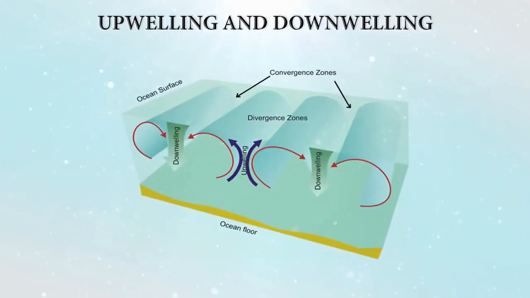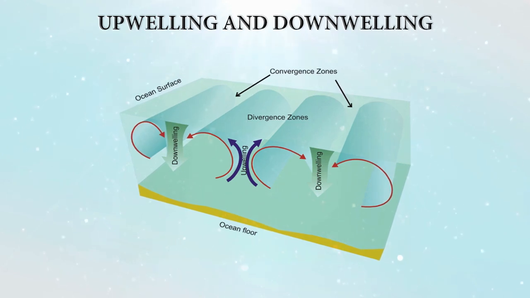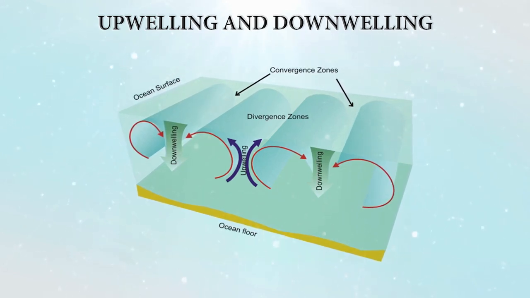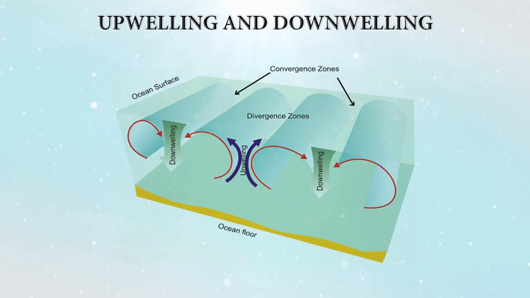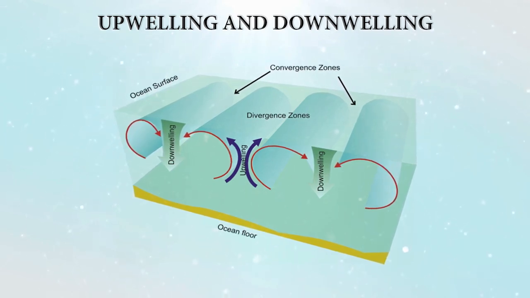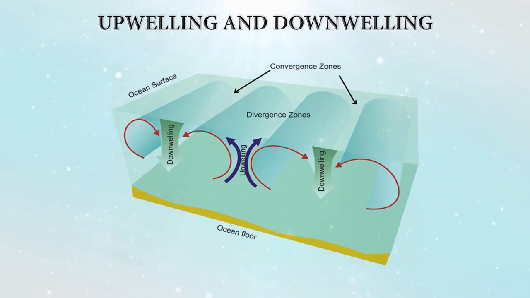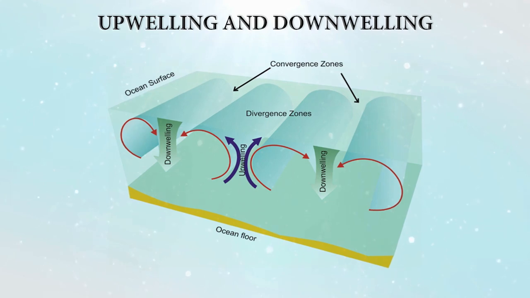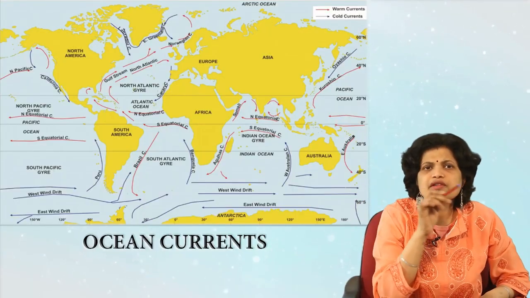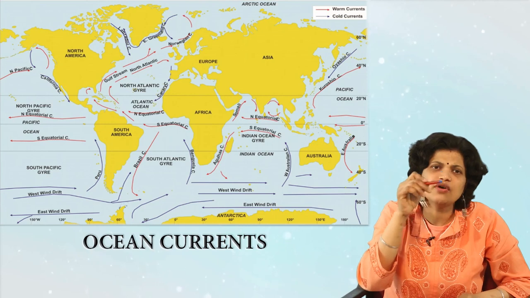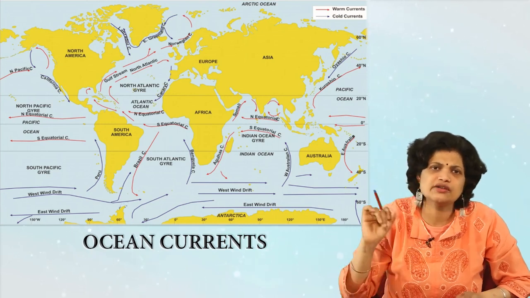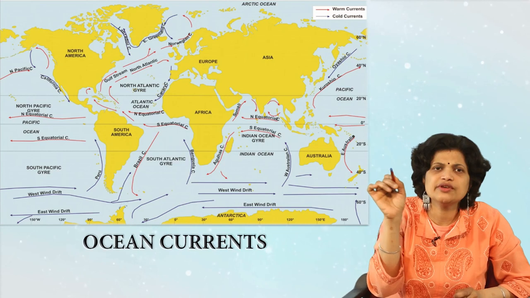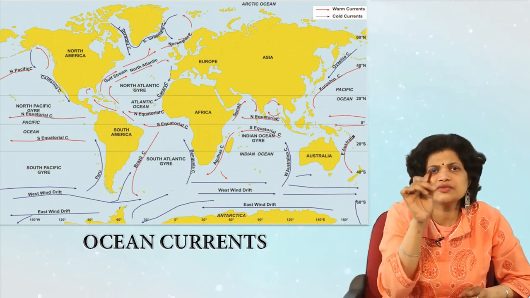One more thing: when there is divergence of ocean currents, then upwelling of water occurs, and when there is convergence of ocean currents, then downwelling of water occurs. You should understand this while learning. Let us come to the oceanic currents of the Atlantic Ocean. You see, the red ones are the warm currents and the black ones are the colder currents. So, let us come to the equatorial part of the Atlantic Ocean.